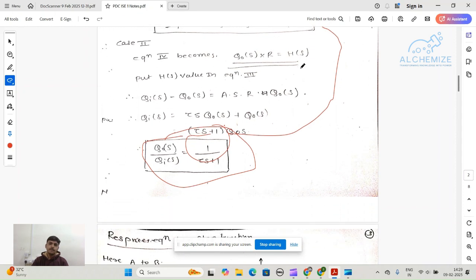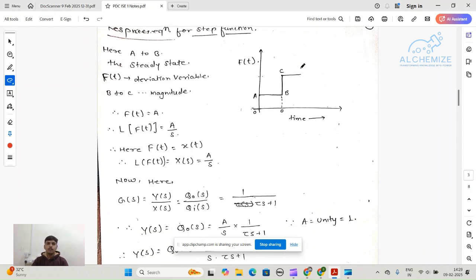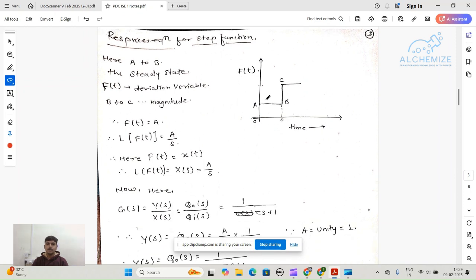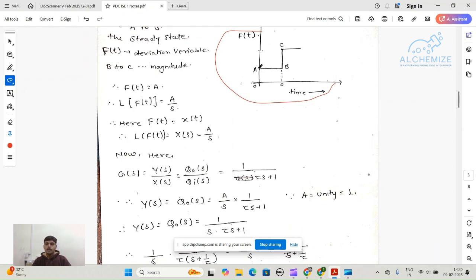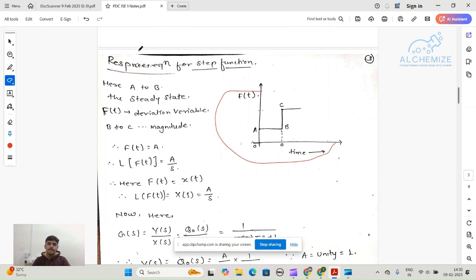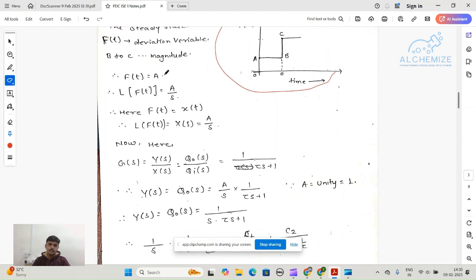That's the question. So now we will deal with the step response. This is the graphical presentation of a step response. Here from A to B, it's a steady state condition. Then a small change I introduce, that is what I call a step response. So a small step change is there, and my system goes from B to C, and B to C is the magnitude, that I have mentioned here. So B to C is the magnitude, and A to B is the steady state condition.